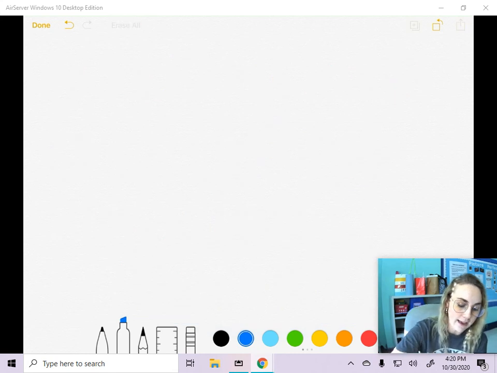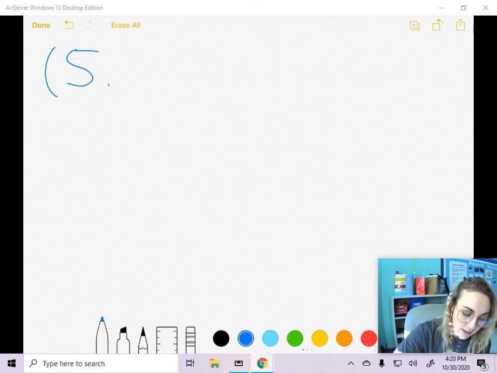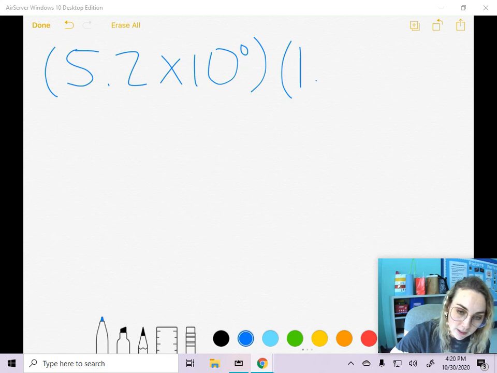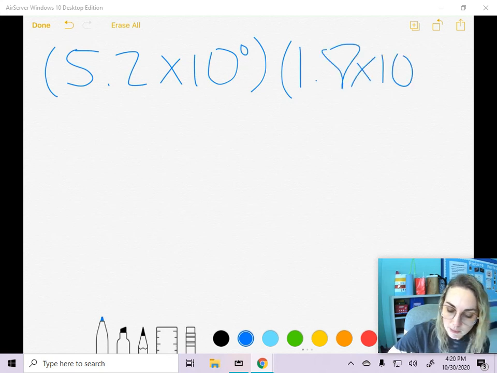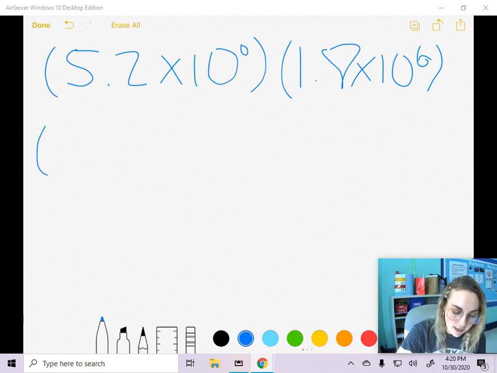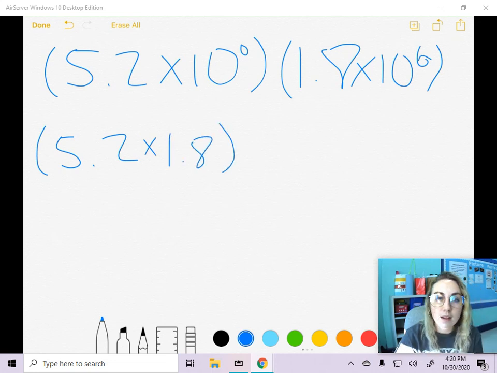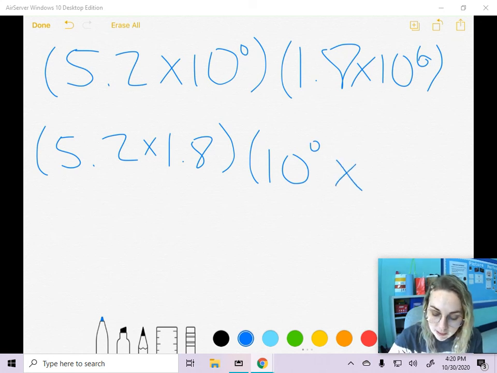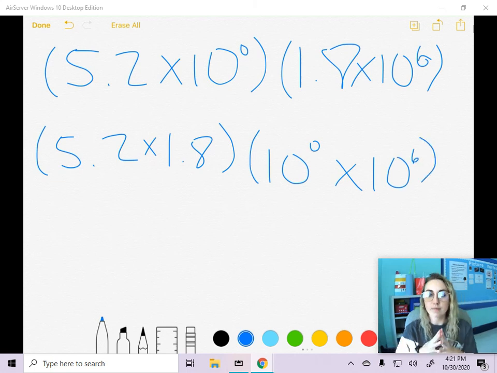Let's say you have 5 and 2/10 times 10 to the 0th power, and you want to multiply that by 1 and 8/10 times 10 to the 6th power. Again, all you have to do is group them. Let's group the first part: we have 5 and 2/10, and we want to multiply that by 1 and 8/10. Then we group the second part: we have 10 to the 0th power, which is 1, by the way, if you didn't know, times 10 to the 6th power. And then we just go ahead and multiply as usual.